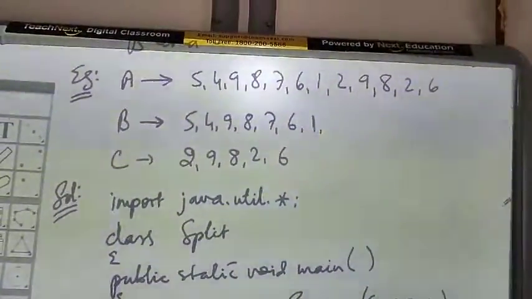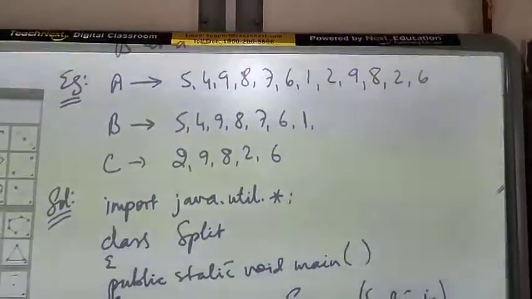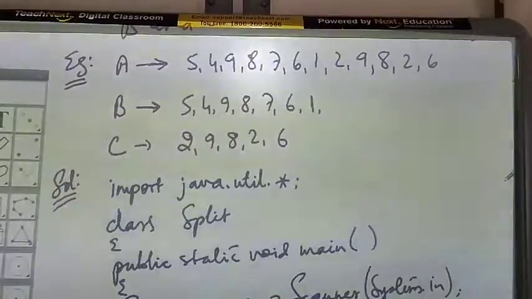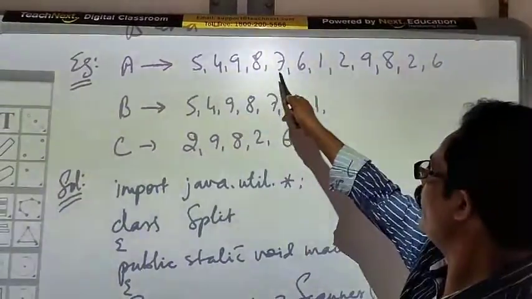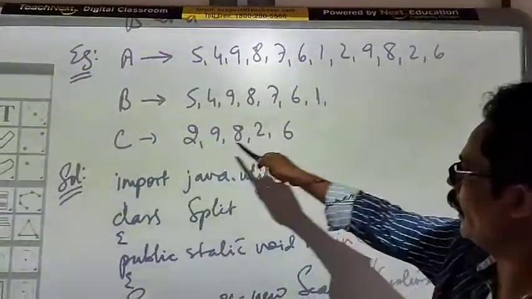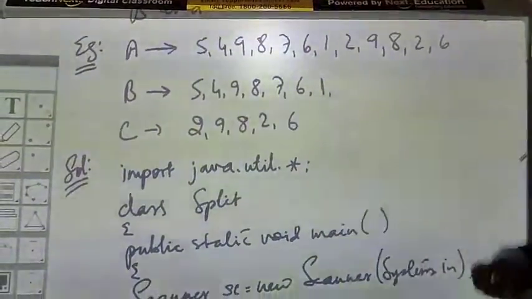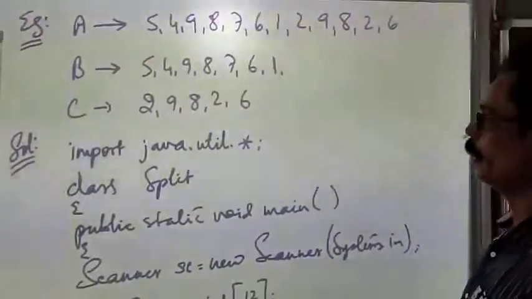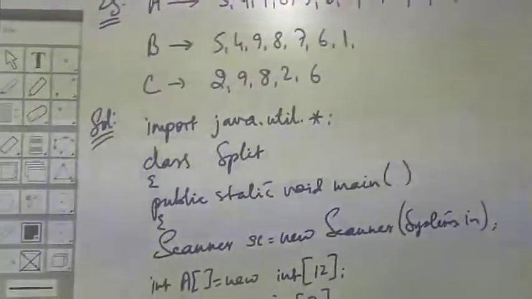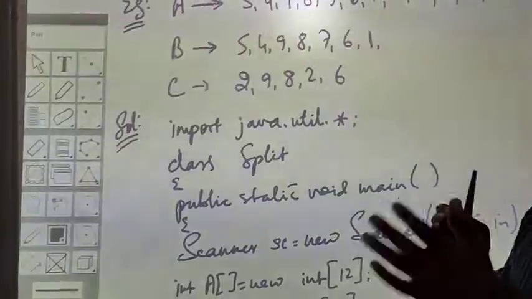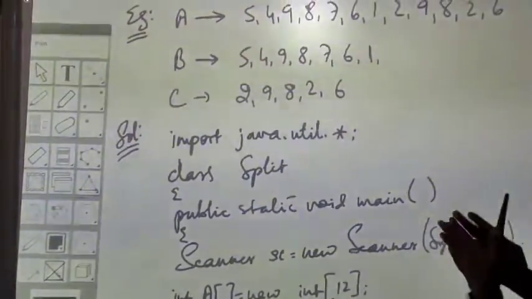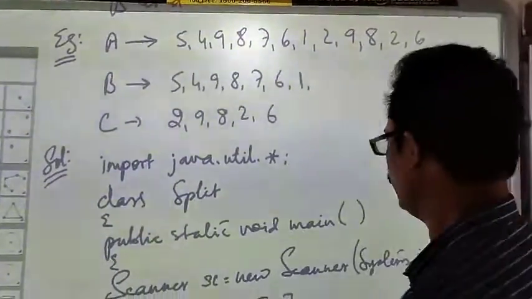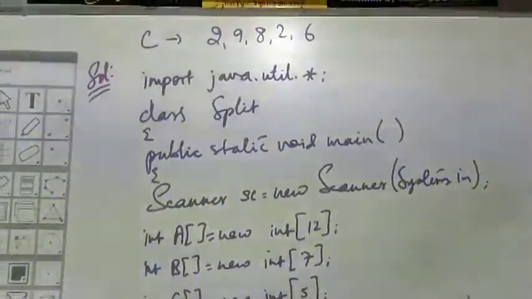That is, A is 549876129826. So after we split, see how it is split. 549876 comes into B, and then the rest comes into C. So that means how you are going to go about it. Please remember, in this case, a portion of A from the beginning, that is the first 7 elements of A, goes into B, and the remaining 5 elements go into C. So here we have the answer.